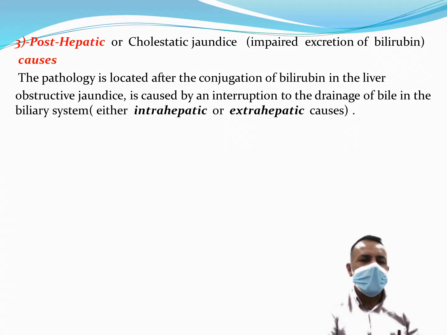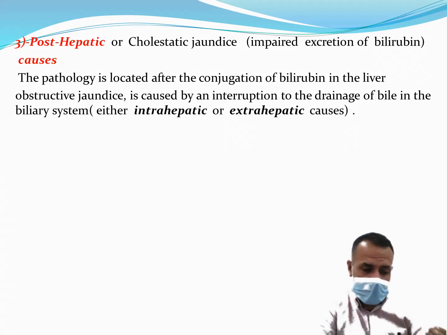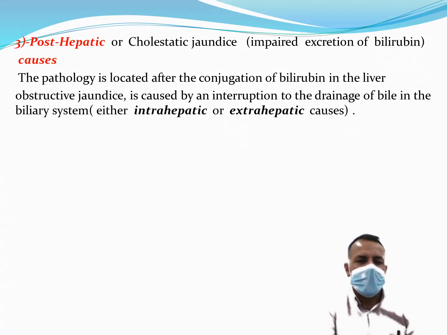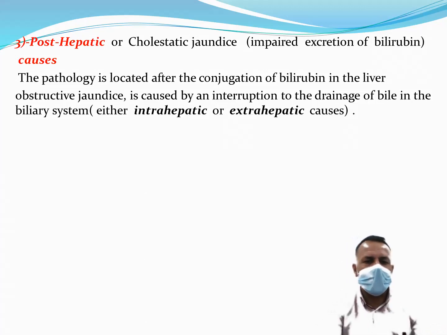The pathology is located after the conjugation of bilirubin in the liver. That means the conjugation is intact, but the disease after the conjugation leads to increased conjugated bilirubin. It is caused by interruption to the passage of bile in the biliary system, either intrahepatic, a cause inside the liver, or extrahepatic, due to a cause outside the liver.